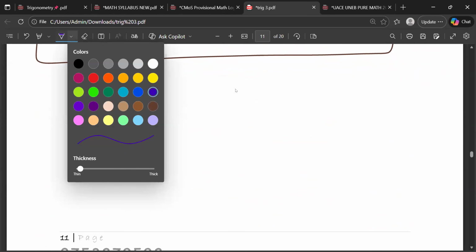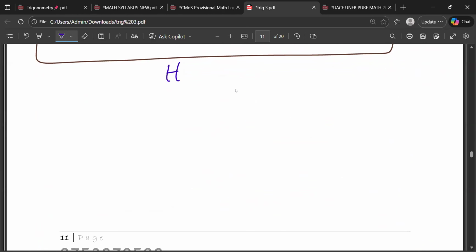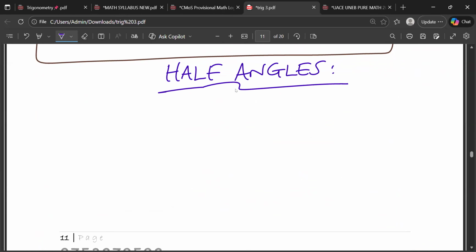Okay, now half angles. Half angles, these ones are only 2. You see, when I write the heading, you may think it is something serious, but they are only 2. What are they?